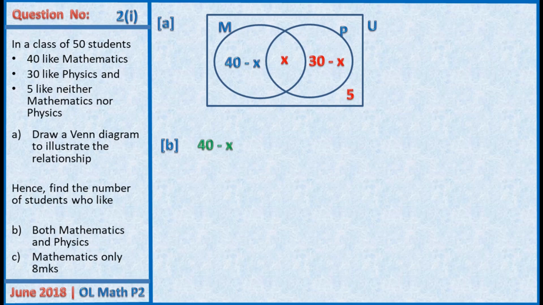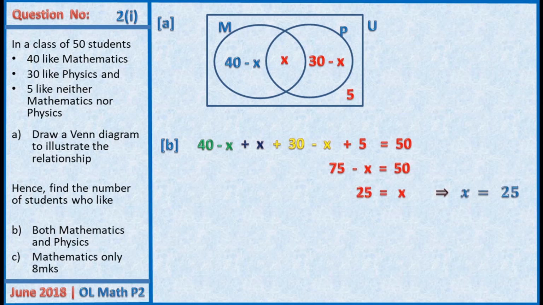Thus, 40 minus x plus 30 minus x plus 5 should be equal to 50. And 75 minus x will be equal to 50, giving us 25 to be equal to x. Thus, x is 25. Now C, find the number of students who like mathematics only. For math only, we have the region 40 minus x. And our x is 25, so we have 40 minus 25 giving us 15.